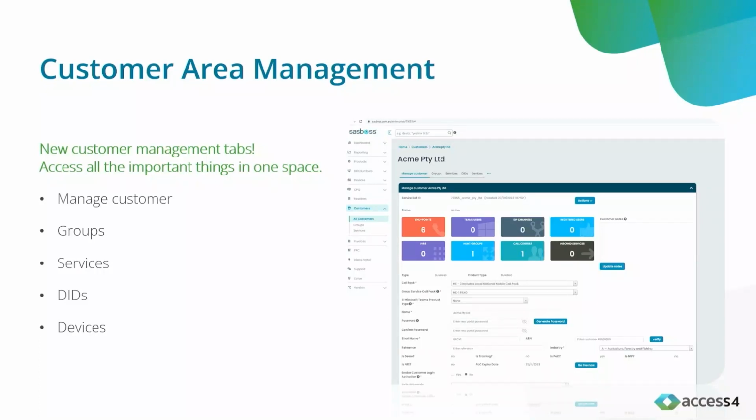What is new and added is the tabs across the top. So you can see the groups, services, DIDs, and devices tabs. This allows you to quickly access the groups, services, DIDs, and devices for that customer all from the one screen. Previously, or currently, you have to go back out to the menu, go to groups, and then filter for the customer. Here, you can go to the groups and you can see the stuff already.